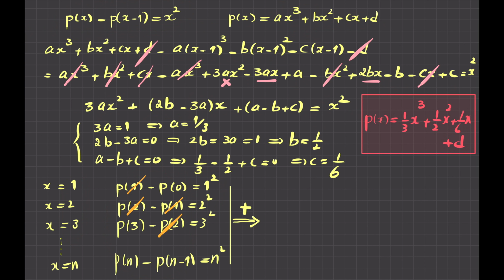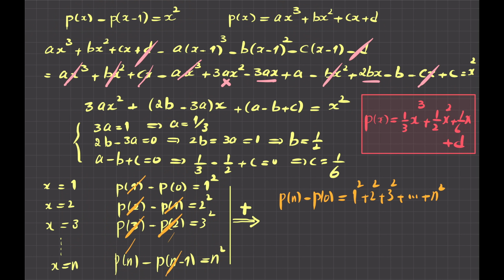Yes, so this will continue. So this one will be cancelled by the next one, and if you continue this list, what will happen? This one is also cancelled with the previous one. Two things are left. One of them is p of 0, and the other one is p of n. And the right hand side, what happens is the sum of these terms that you see. And that is exactly the sum that I want to calculate. So when I add them up side by side, the left side becomes p of n minus p of 0, and the right hand side becomes 1 squared plus 2 squared plus 3 squared up to n squared.